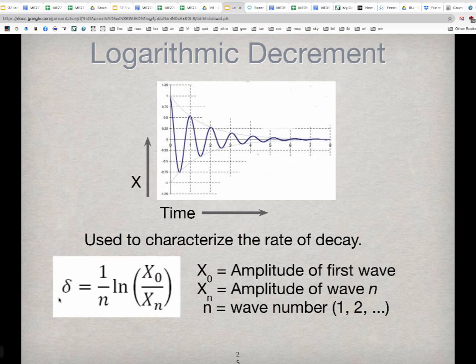The logarithmic decrement delta is equal to 1 over n times the log of x naught over xn, where x naught is the amplitude of the first wave, and xn is the amplitude of some wave n. And n is the wave number. So you can see that here, 1, 2, 3, and 4. It's best that you try to get n to be as large as possible. Maybe in this case you could read the amplitude of the wave here and use n is equal to 4. So that characterizes the rate of decay.